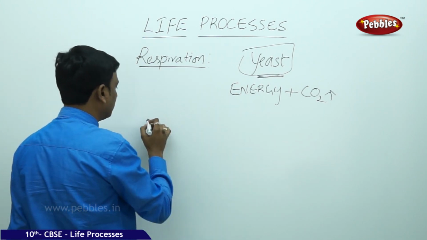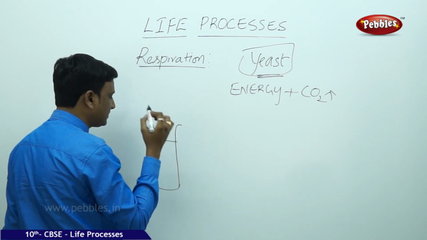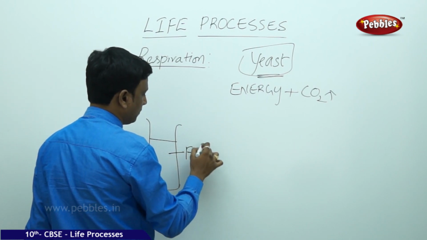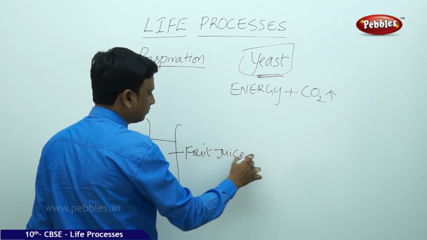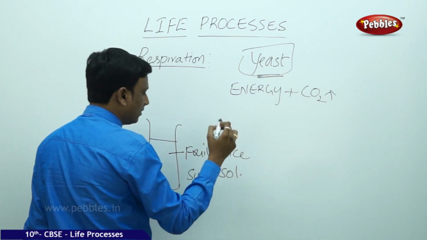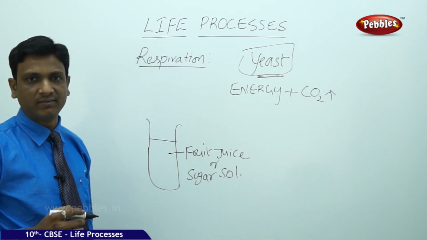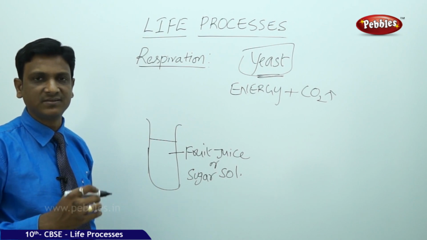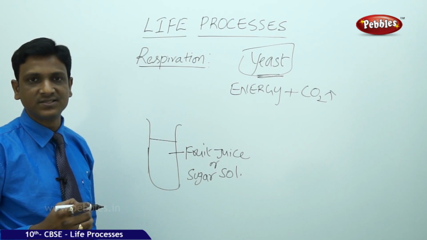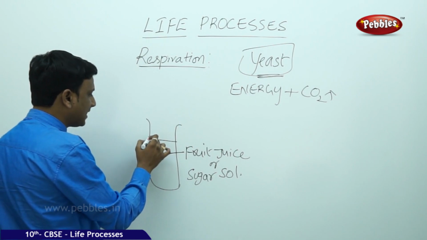So what we are doing here, we are taking a small container or a test tube with some fruit juice or sugar solution. See that the fruit juice or sugar solution is not too cold. It should be a little warm, that means lukewarm. That means the activity of these organisms and the respiration is optimum at this temperature. So in this add some yeast.